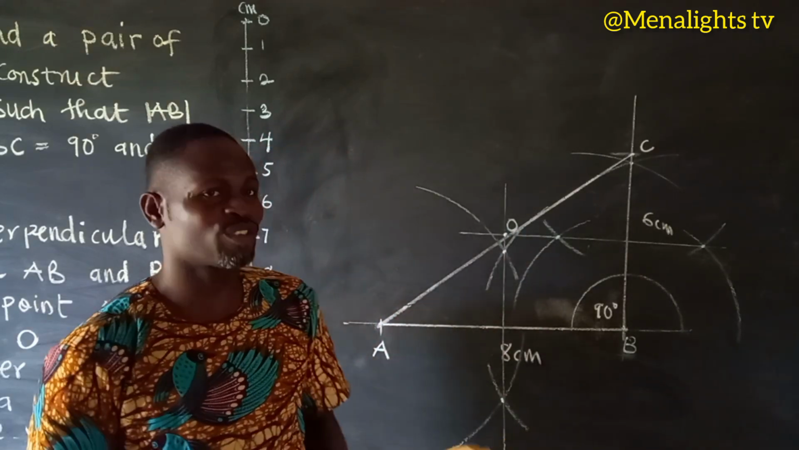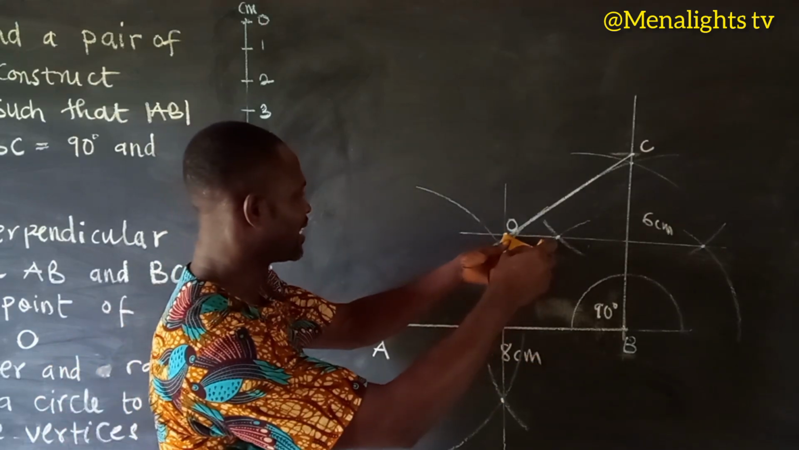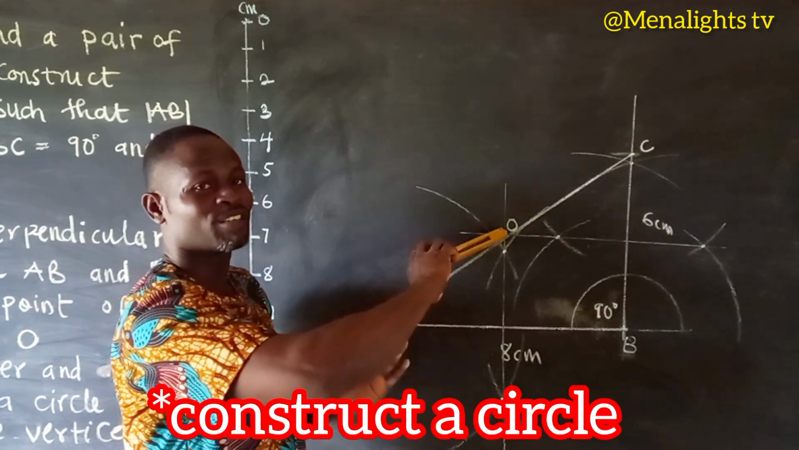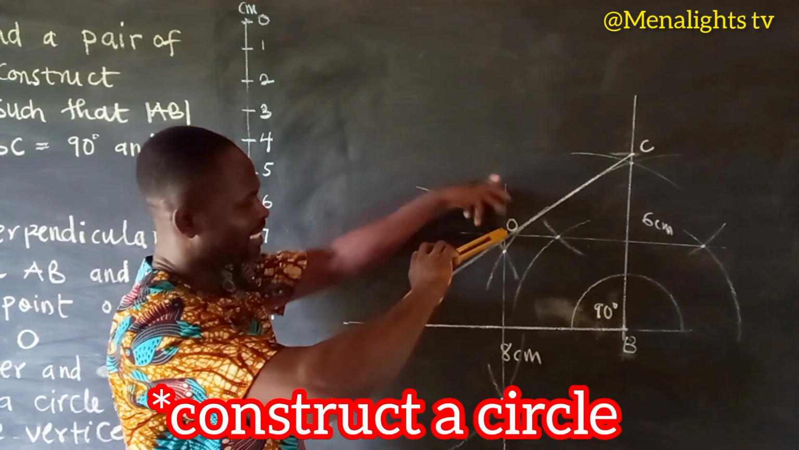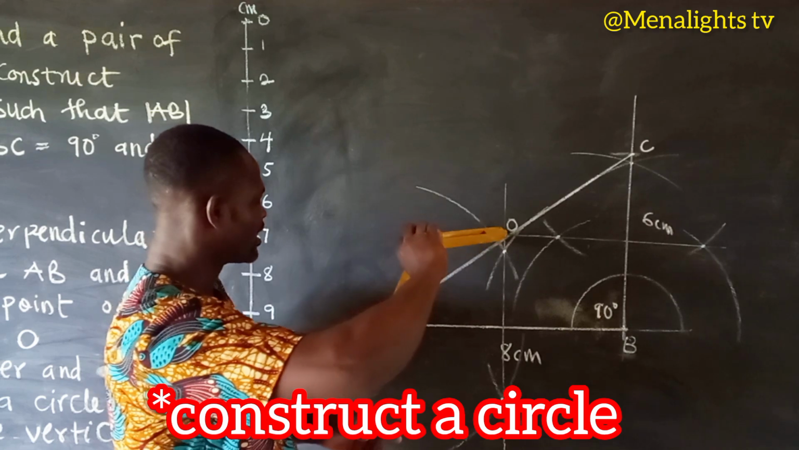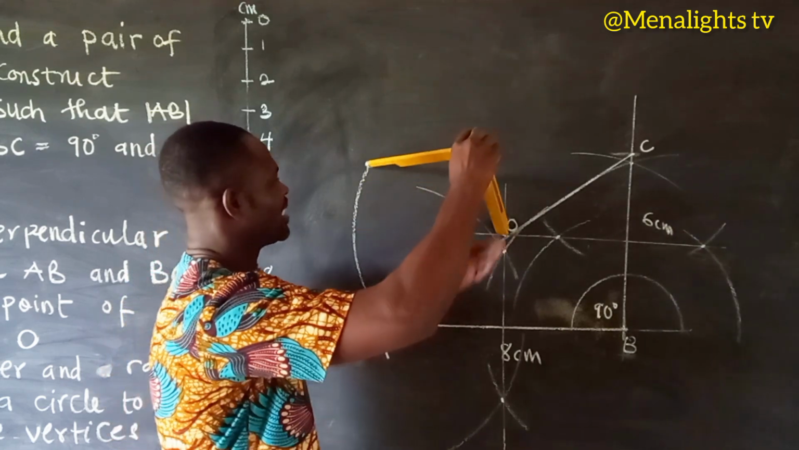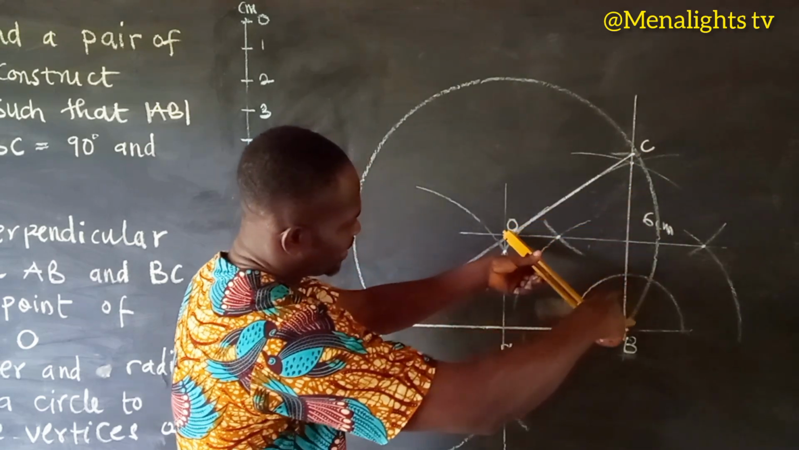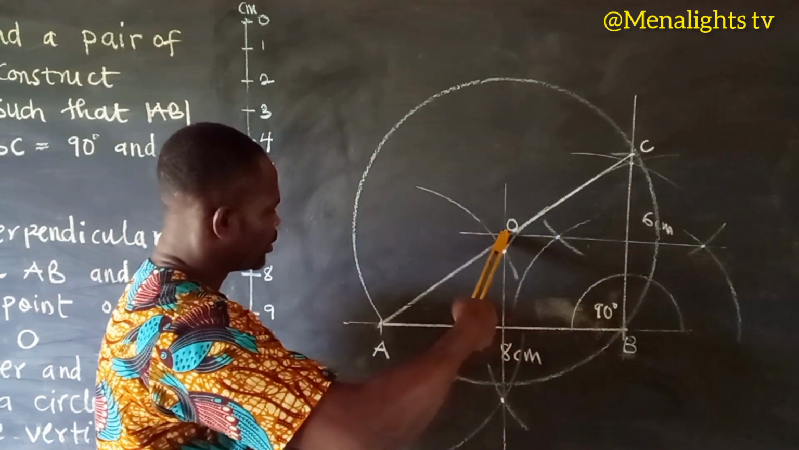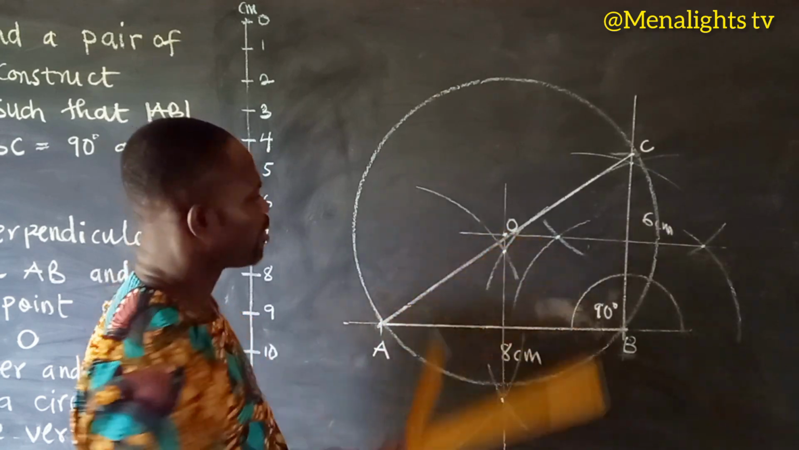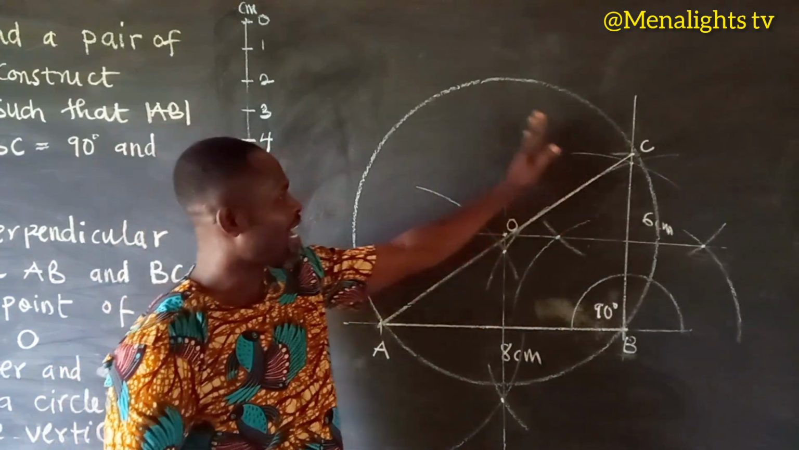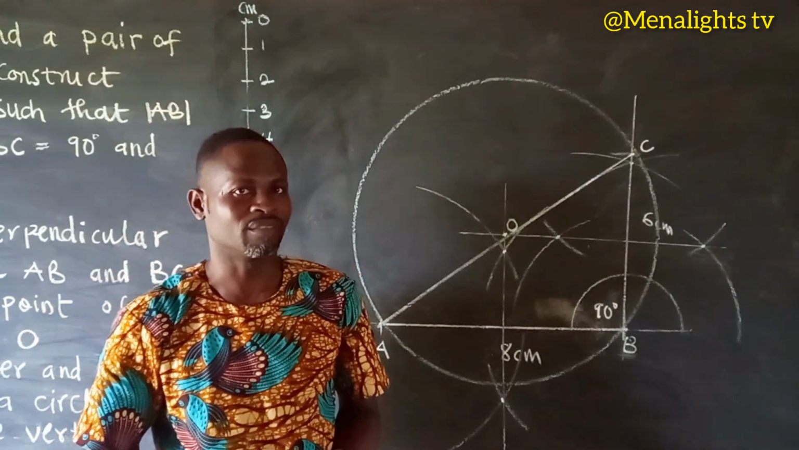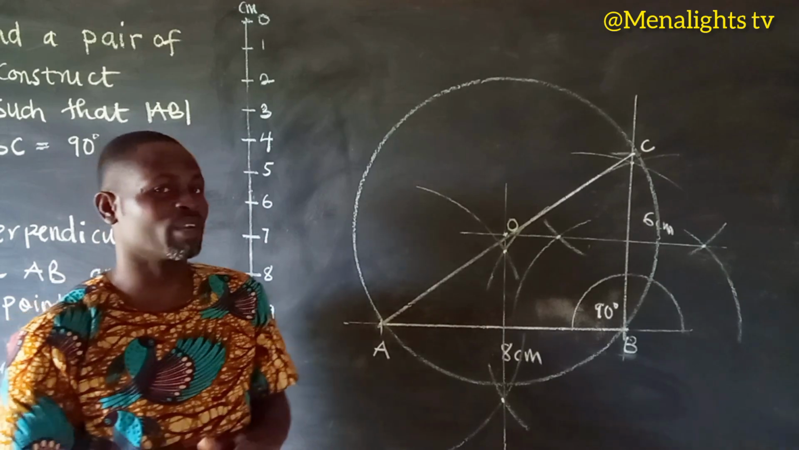Then we now take a radius OA. So we stand on O as center, with the radius OA, and construct a circle to touch the three vertices of the triangle. So this is the center, the radius OA here. We are constructing the circle to touch the three vertices of the triangle that we have drawn. When you look at this, the circle has touched the three vertices of the triangle that we have drawn. So now we are done with what the question required of us.